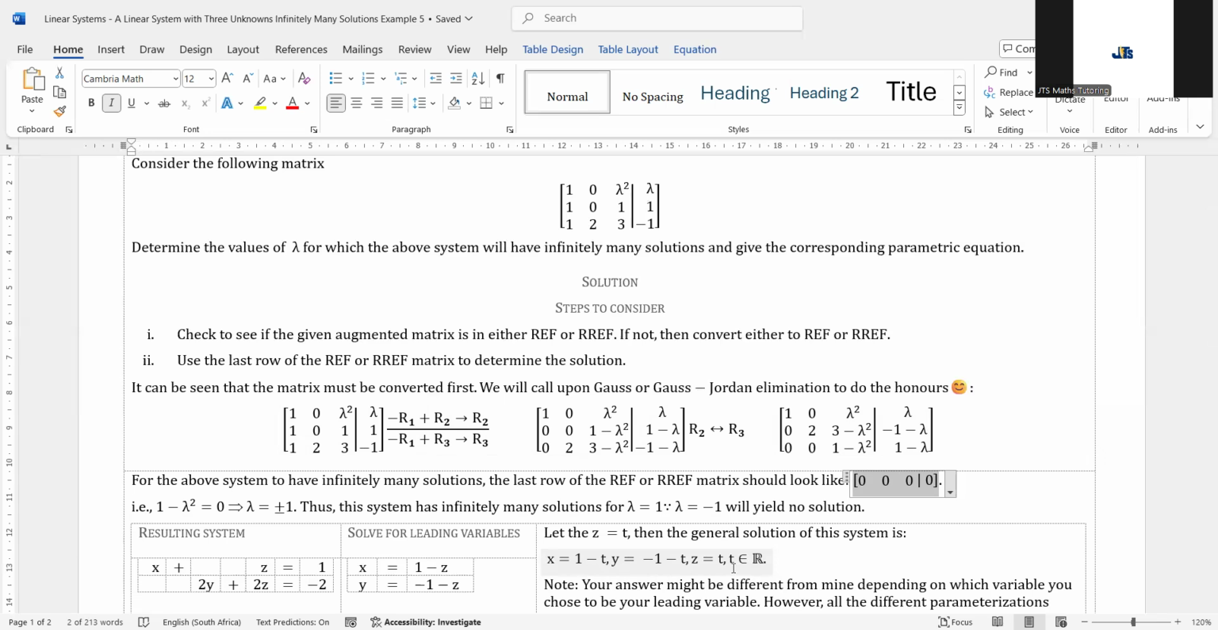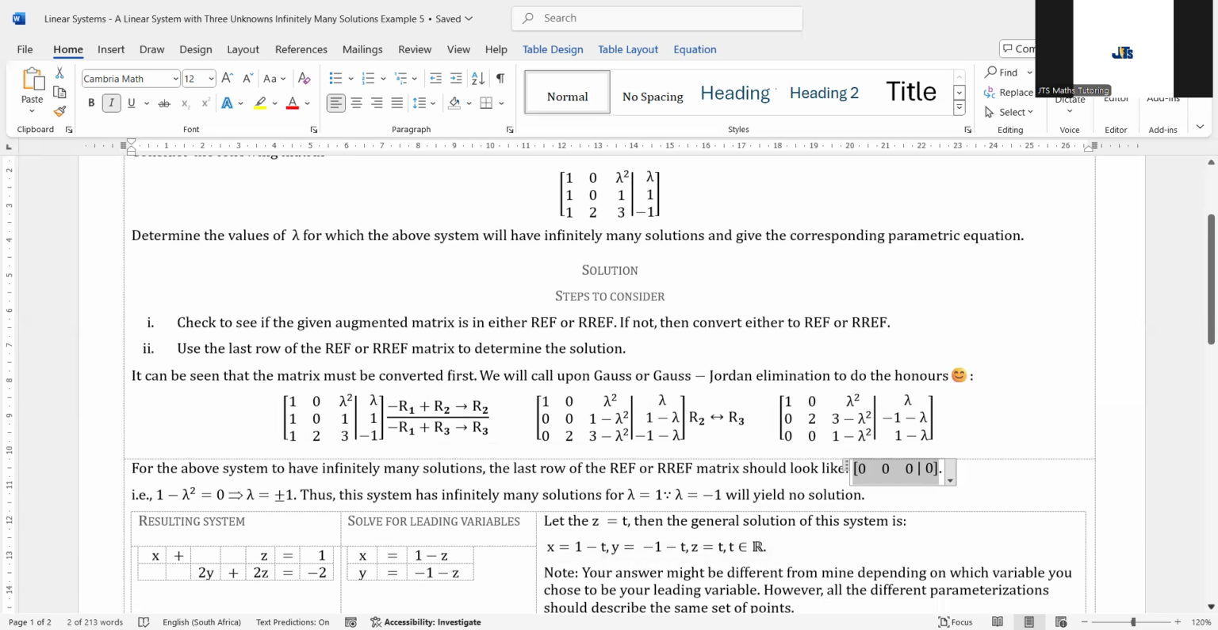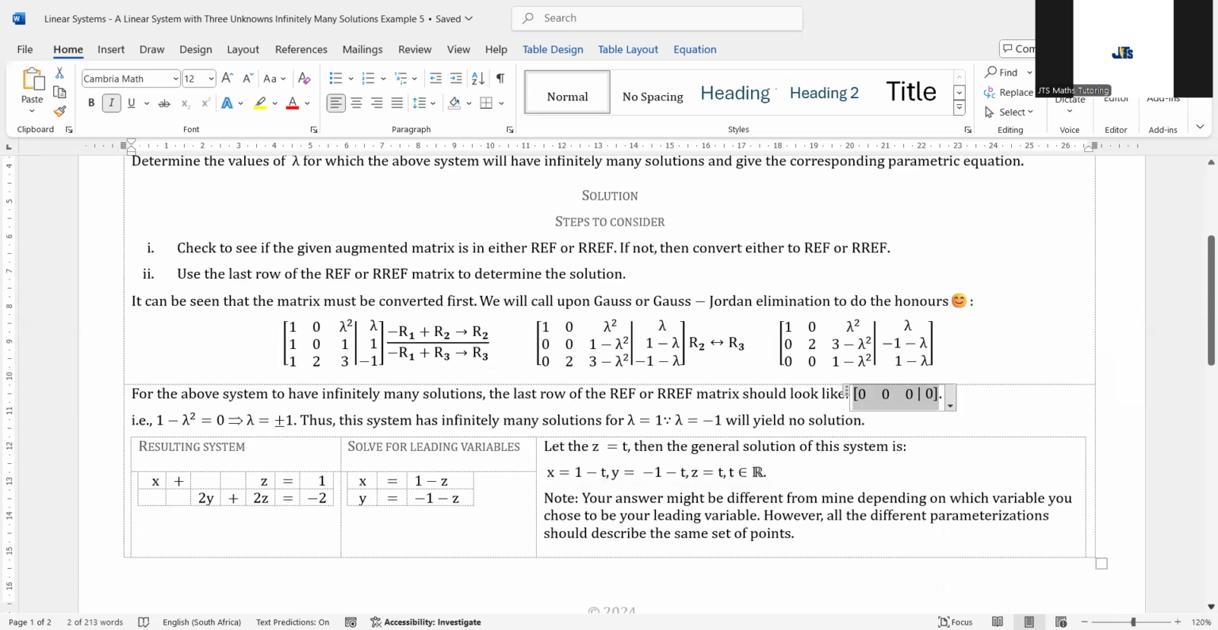If you want a particular solution, you can plug in any value for t as long as it is an element of all real numbers. And take note, you may get a different parameterized answer. Should we cry? Certainly not. Depending on which variable you have decided to choose to be a free variable, it is going to change the parameterized form at the end of the day. But take note, all the different parameterizations should describe the same set of points.